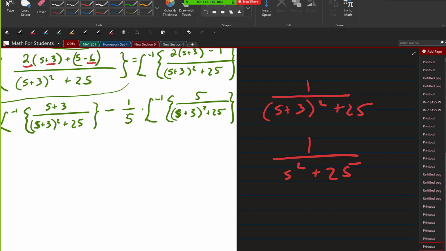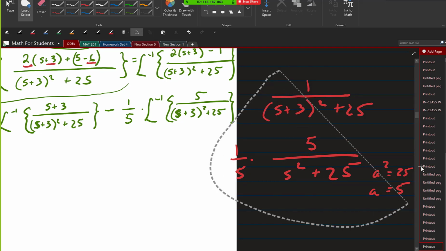But what is this the Laplace transform of? Sine, right? But to be sine, I need to have what in the upstairs? I need to have a. So here, a squared is 25, so we know that a is 5. I want to have a 5 up here, so I go ahead and give myself a 5. But then to compensate, I multiply everything by 1/5. Yeah, great questions.